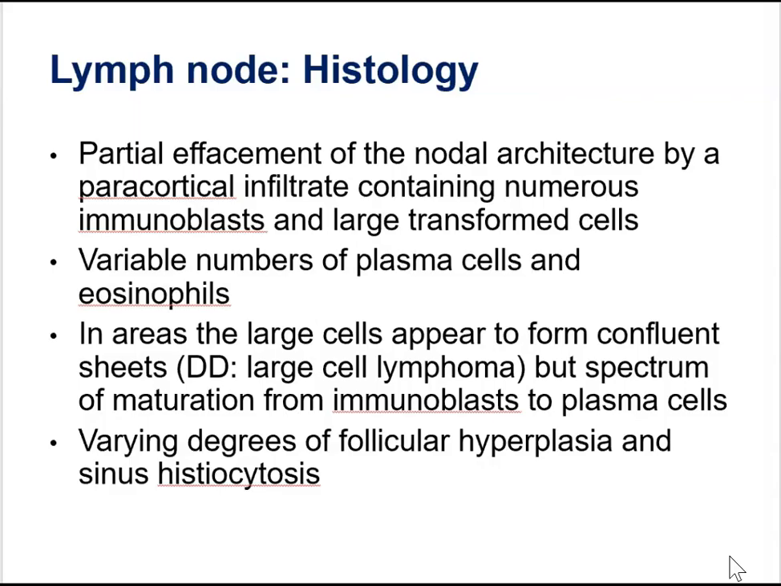An important feature to note is that there is a spectrum of lymphoid cells ranging from small lymphocytes with dark condensed chromatin, larger activated lymphocytes with more open chromatin, and prominent nucleoli, including cells that look like immunoblasts and Reed-Sternberg-like cells. Plasmablasts and mature plasma cells are also seen. The spectrum of lymphoid cells showing varying degrees of maturation is important to distinguish infectious mononucleosis from a large cell lymphoma. There may be varying degrees of follicular hyperplasia and sinus histiocytosis as well.